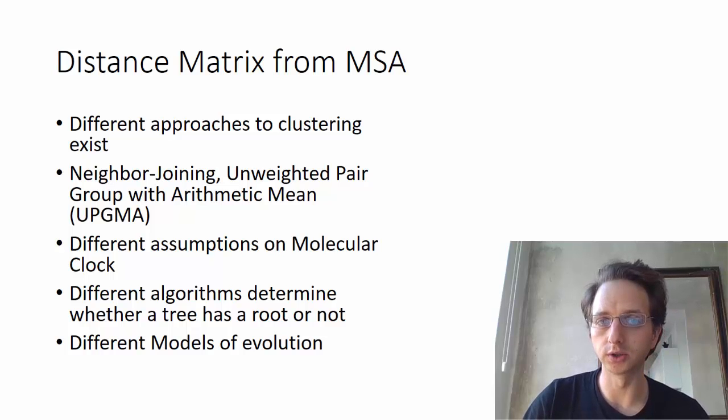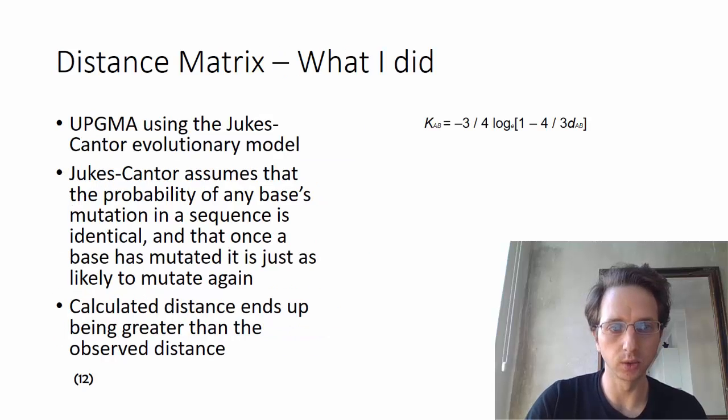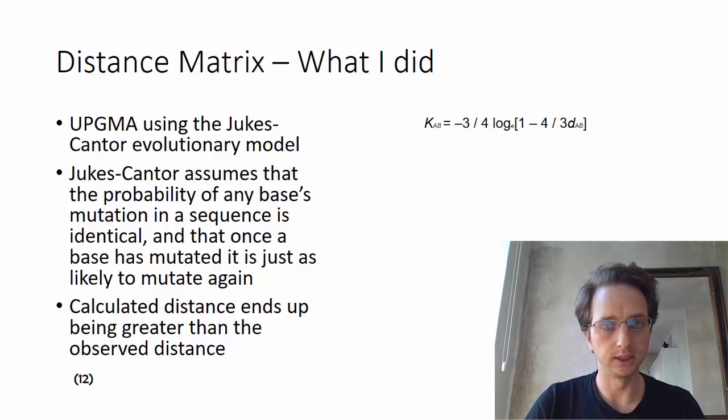These different algorithms also have implications as to whether or not the tree you create has a root. UPGMA does allow you to have a rooted tree, and you can also include different concepts of models of evolution. The one that I used is a simpler one. It's called the Jukes-Cantor evolutionary model, and basically it assumes that for a gene, the likelihood of any base in a sequence to change is equal for all bases, and that the probability that it will change again is also equal.